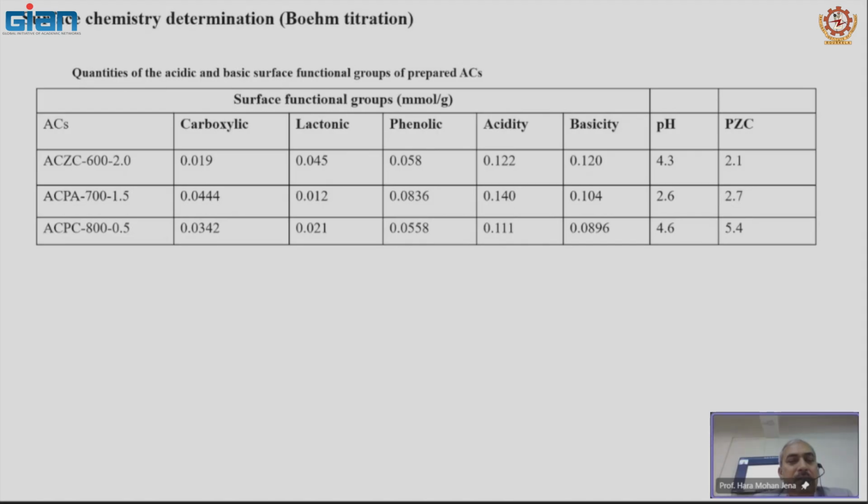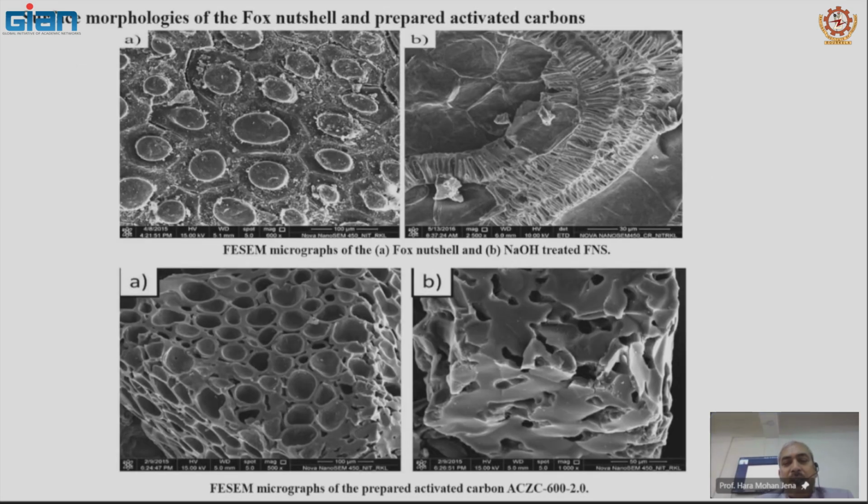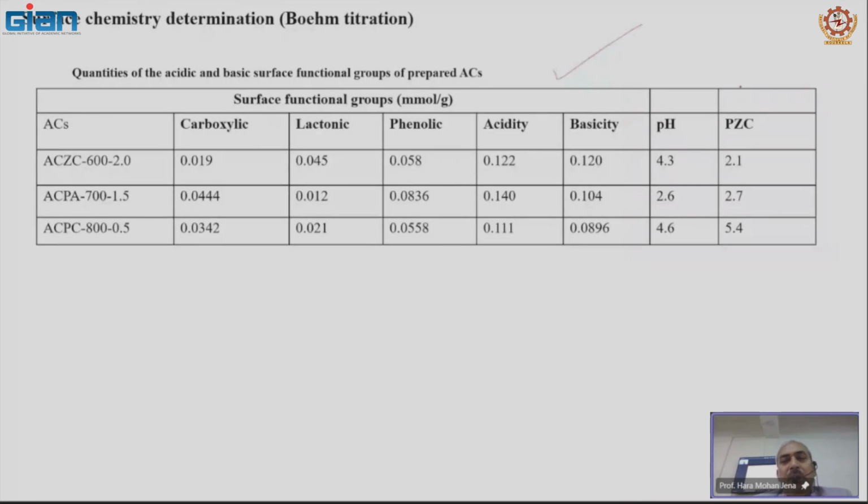Then the acid and basic characteristic of this prepared activated carbon, the point of zero charge, is determined and shown here in this table.